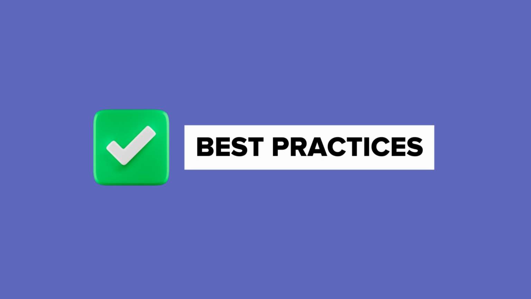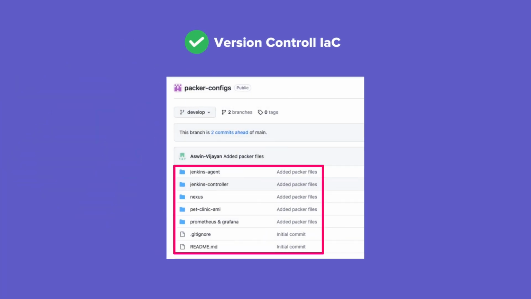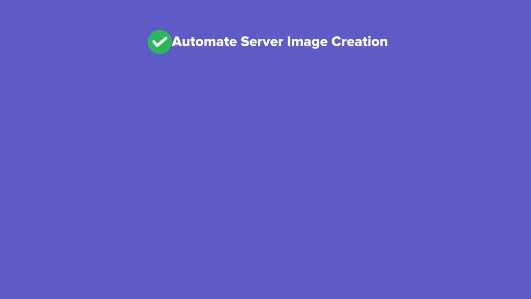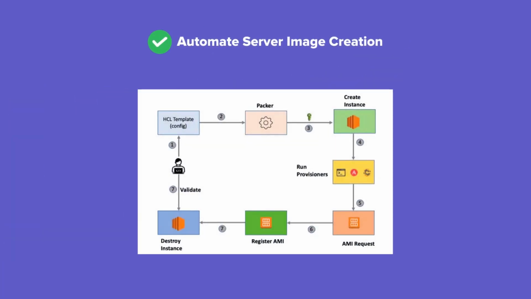In an immutable model, standard best practices should be followed in terms of configurations. You need to ensure all infrastructure-related code, scripts, and configuration used for the image creation are in a version control system. This allows for easy tracking of changes, collaboration, and rollback in case of issues. Use tools like HashiCorp Packer to automate the process of creating a server image. This ensures consistency and reduces the risk of human error.